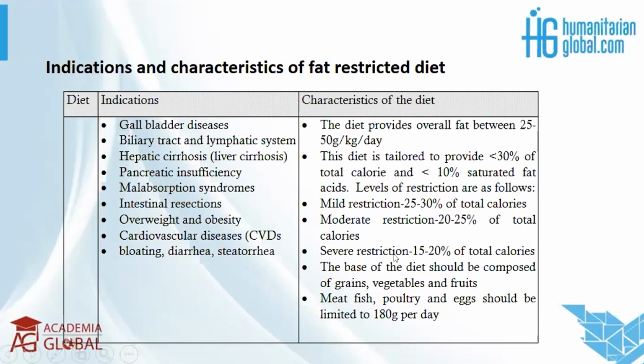We check there. And then the base of the diet should be composed of grains, that is whole grains, vegetables and fruits. Meat, fish, poultry, and eggs should be limited to 180 grams per day. We are just saying limit, especially red meat. You limit this because animal products usually also have fats.